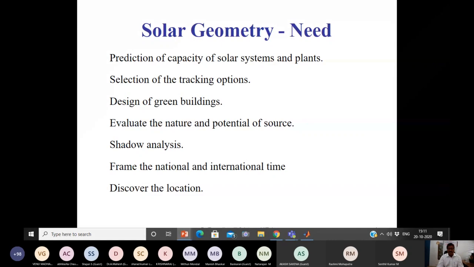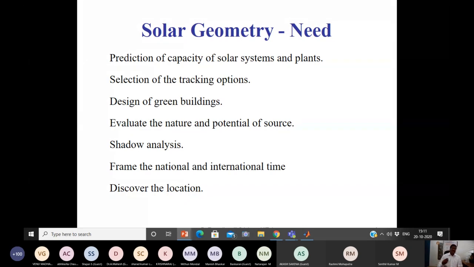And discover the location. This is one of the interesting applications of solar geometry. Generally, solar geometry means there is one problem. As per the given information, we can find the location of the sunbeam. For example, the date and time is given. As per the given date and time, is it easy to estimate the location of the solar beam?